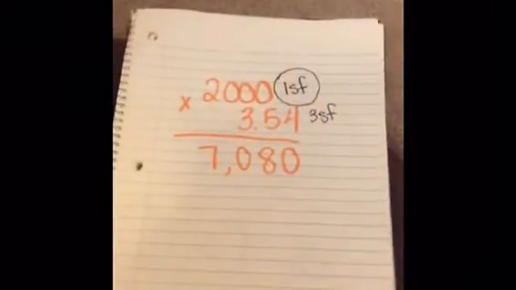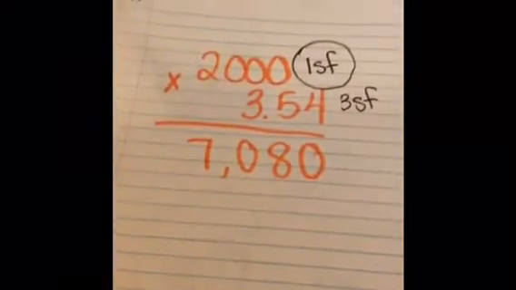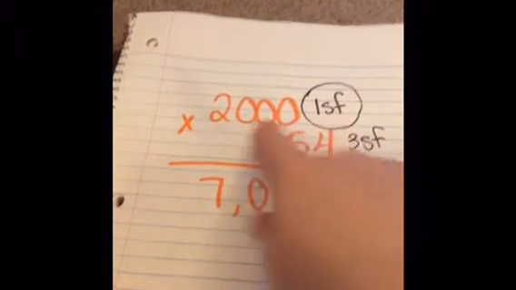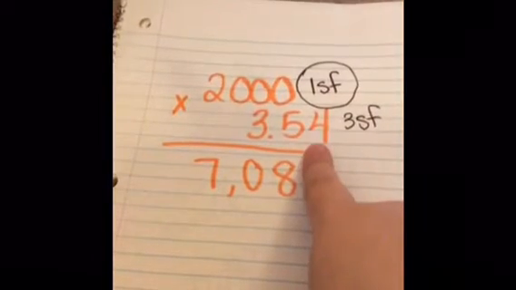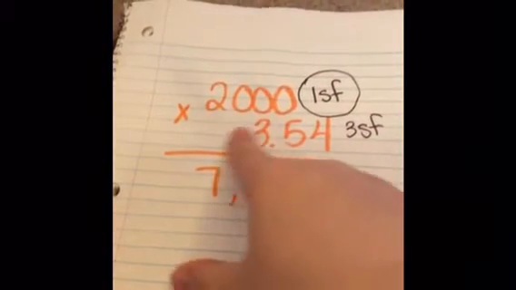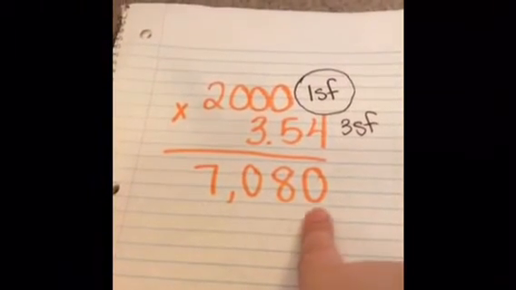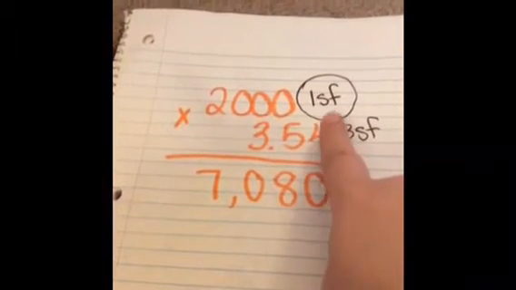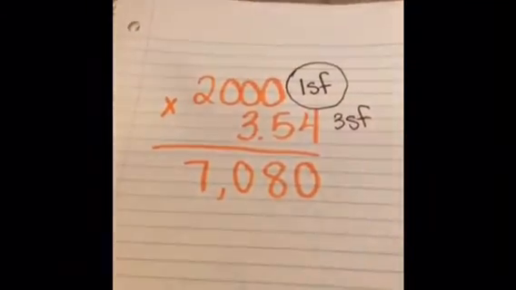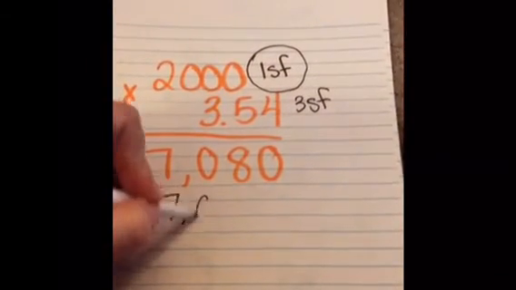I want to show you one more example because problems like this can get a little tricky. If I have an example like this, I have 2,000 that has 1 sig fig, because only this one counts, and I have multiplying it by 3.54, which has 3 sig figs. When I multiply, I get a number 7,080. This number has 3 sig figs, 7, 0, and 8. I have to keep only 1 sig fig. How I do that is I'm going to keep the 7 and then fill in the rest with zeros.